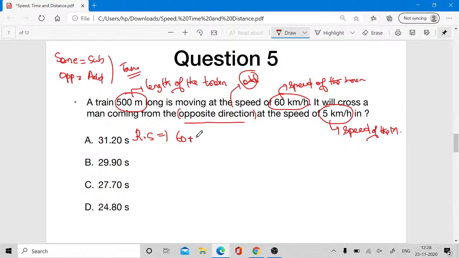दोनों को add करोगे, so 60 plus 5. So this will be 65 kilometer per hour. Right, 65 kilometer per hour. But I need this in meter per second.